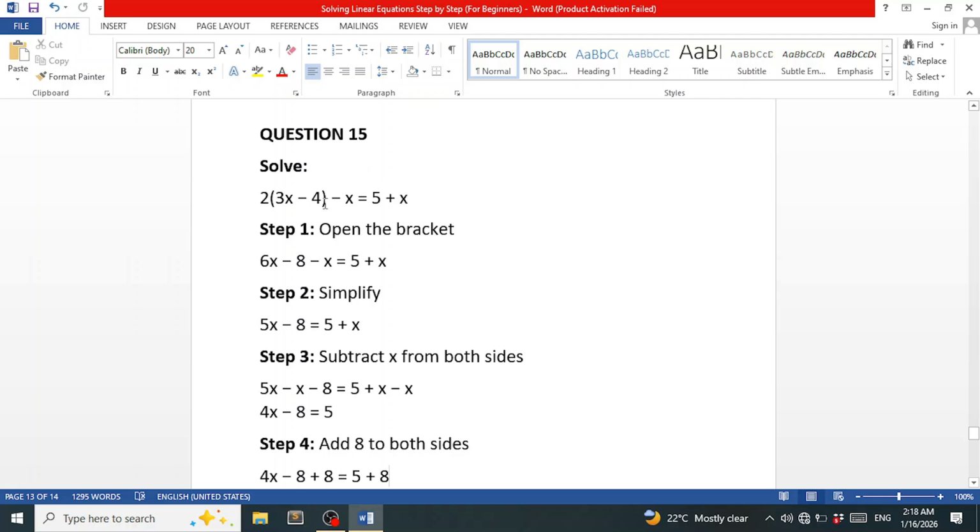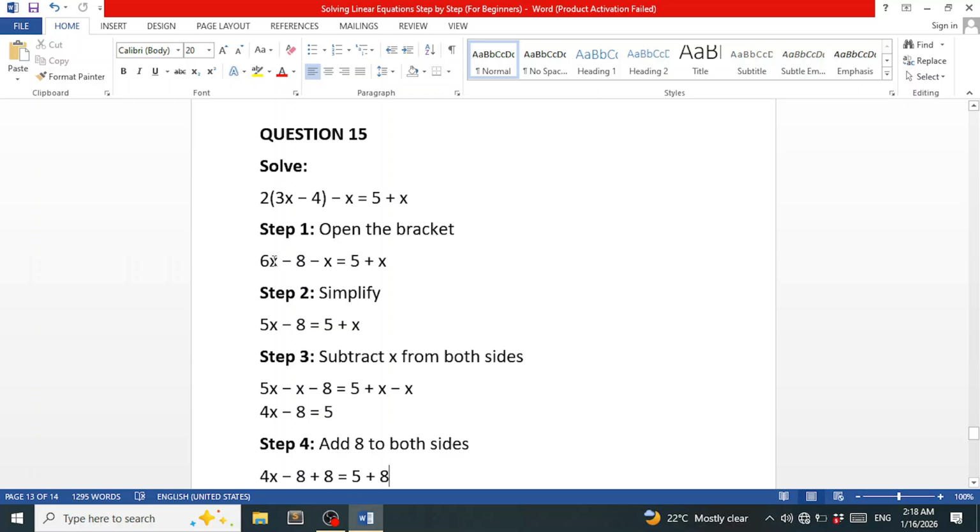Right here, what I'm gonna do first, whenever you see brackets in mathematics, first open the brackets. Step 1, open the brackets. These are the brackets. You need to multiply each number in the bracket by these 2. So that means 2 times 3x minus 4 times 2. This is what we're gonna have.